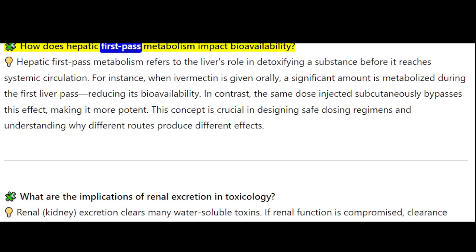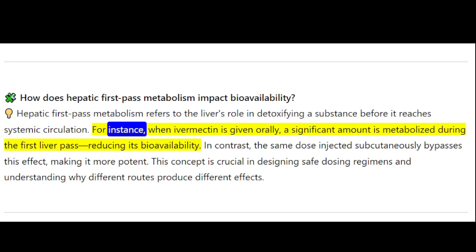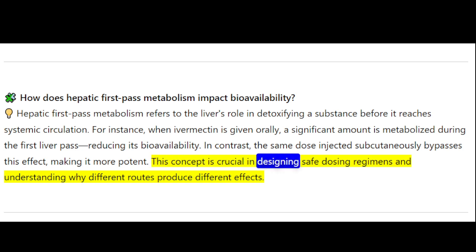How does hepatic first-pass metabolism impact bioavailability? Hepatic first-pass metabolism refers to the liver's role in detoxifying a substance before it reaches systemic circulation. For instance, when ivermectin is given orally, a significant amount is metabolized during the first liver pass, reducing its bioavailability. In contrast, the same dose injected subcutaneously bypasses this effect, making it more potent. This concept is crucial in designing safe dosing regimens and understanding why different routes produce different effects.